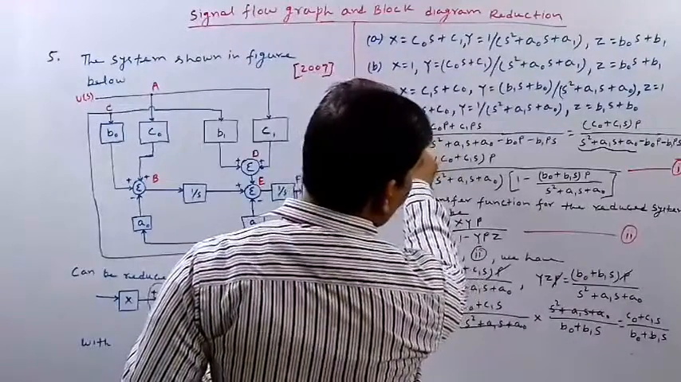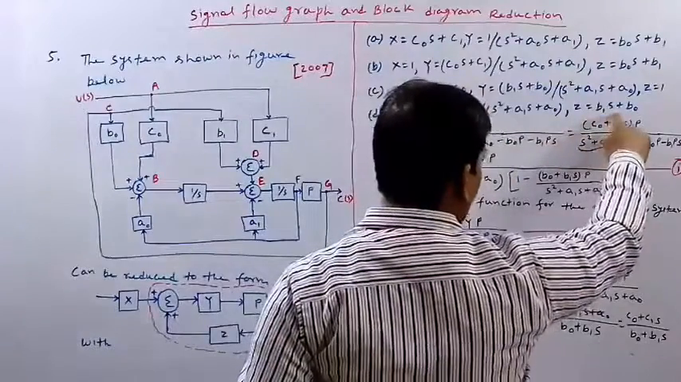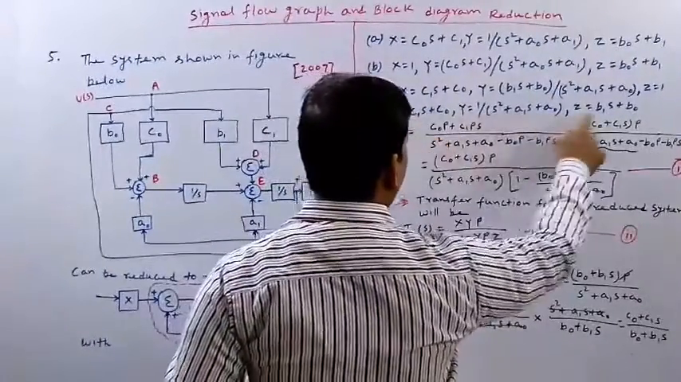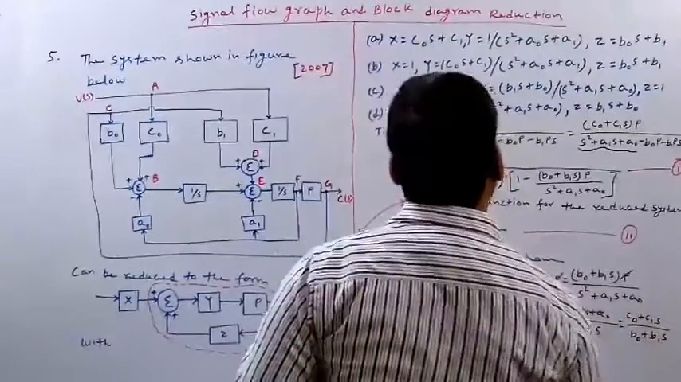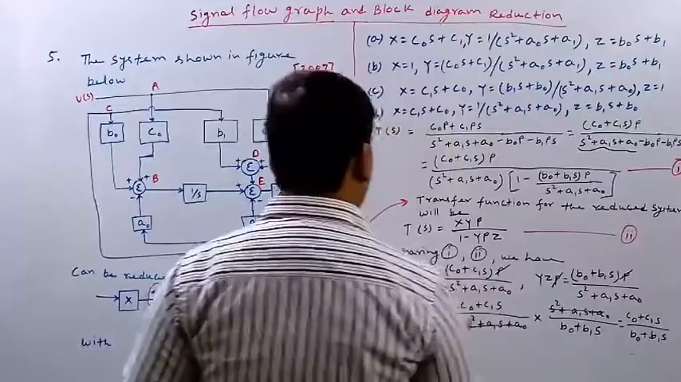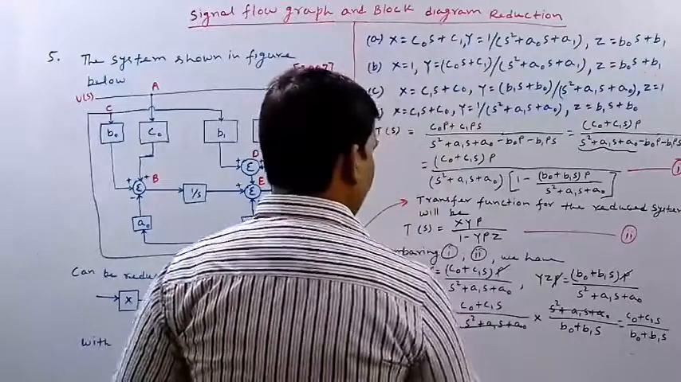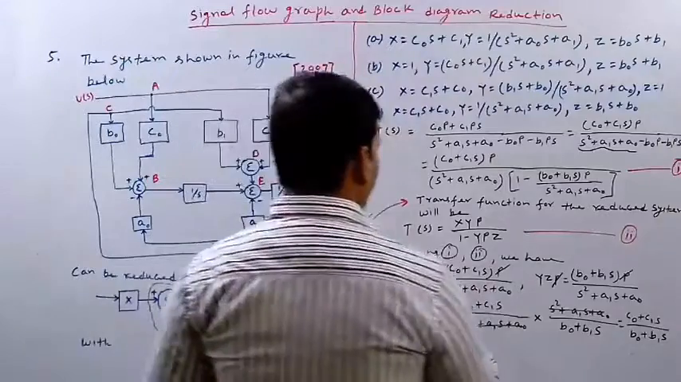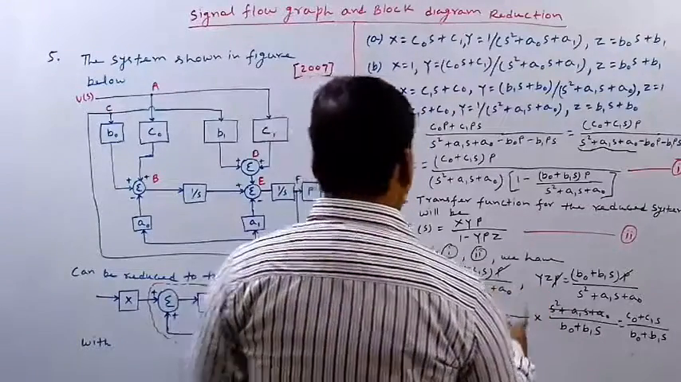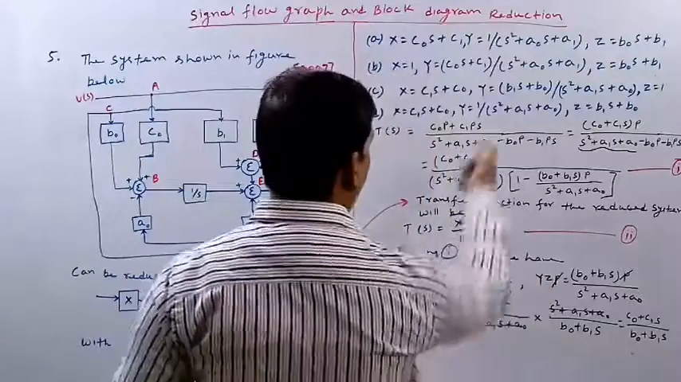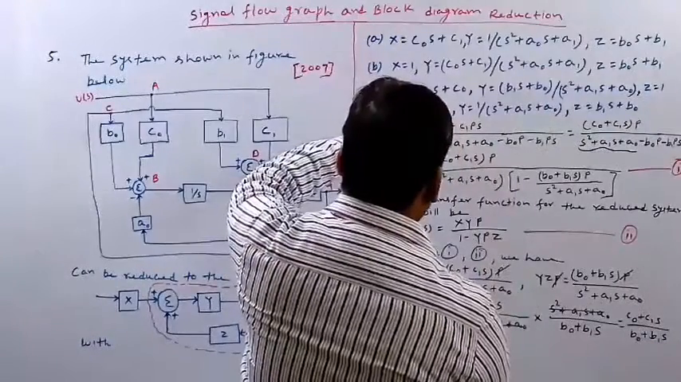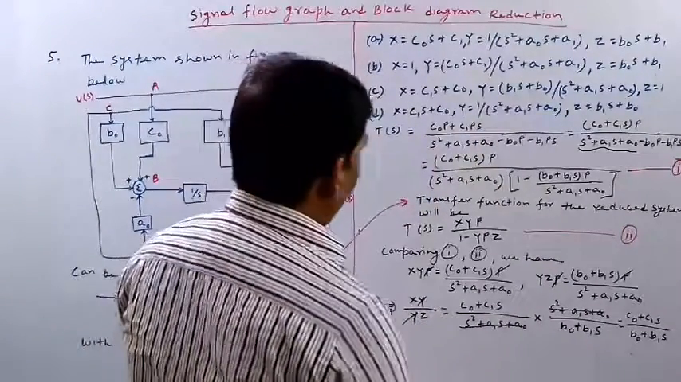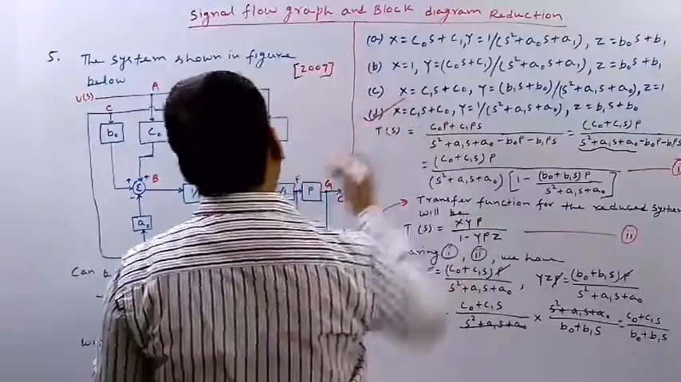In option D, c1s plus c0, and here b1s plus b0, so it's okay. The ratio is coming, X and Z are coming. So X is like this, and what about Y? If we know X and Z, then we can calculate from here, since X, Y, Z we are knowing. So we can calculate Y from here itself, and X into Y will again be this one. So option D is the correct one.